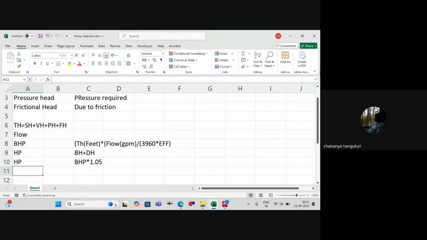And from HP, you can always convert into kilowatts. That's simple. So you can roughly estimate the kilowatts required by the pump motor as well.